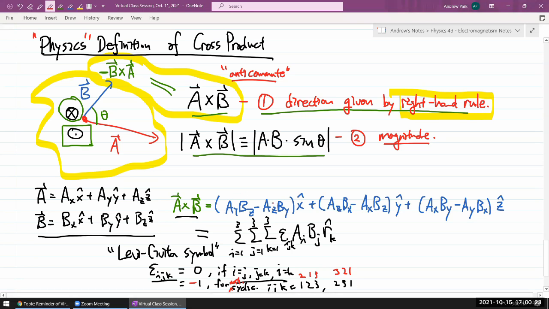And that's how I actually remember these signs. The ones that have a plus sign go in that cyclic order: x, y, z, y, z, x, z, x, y. The ones that have a minus sign go in anti-cyclic order: z, y, x, or y, x, z, or x, z, y. So going in anti-cyclic order.